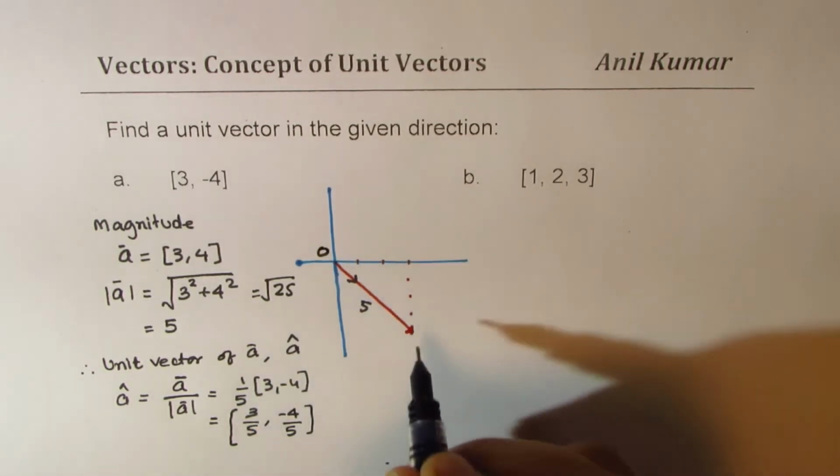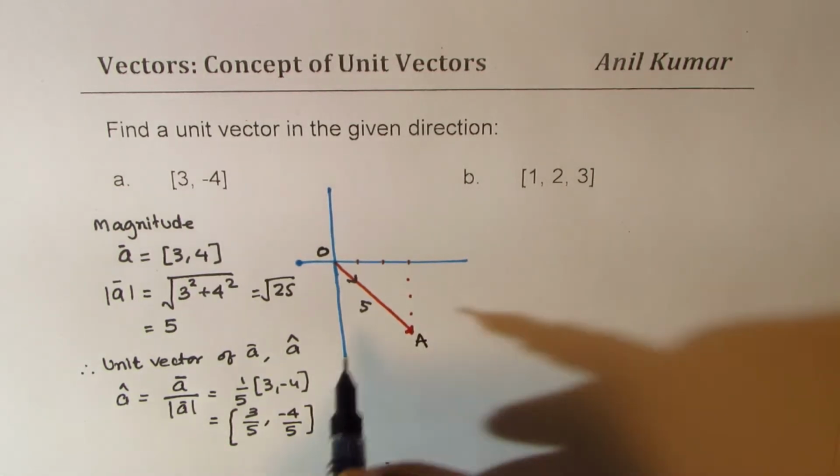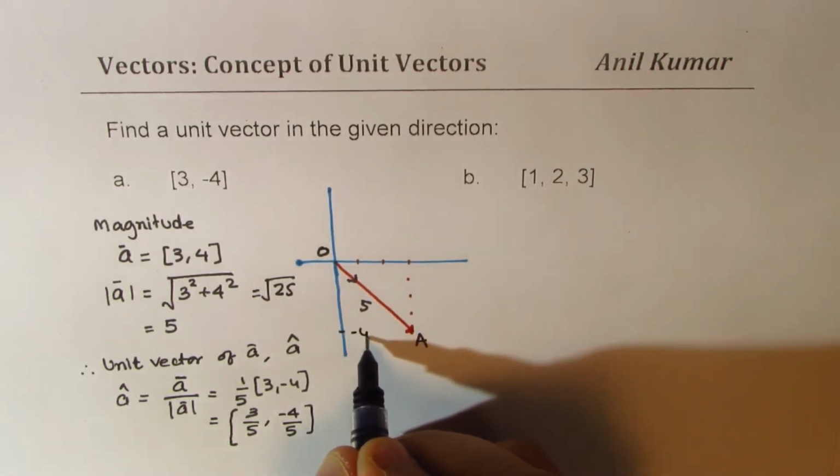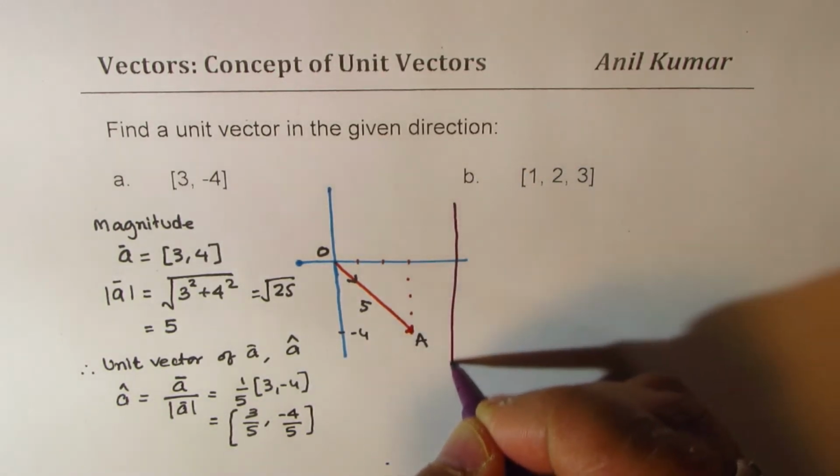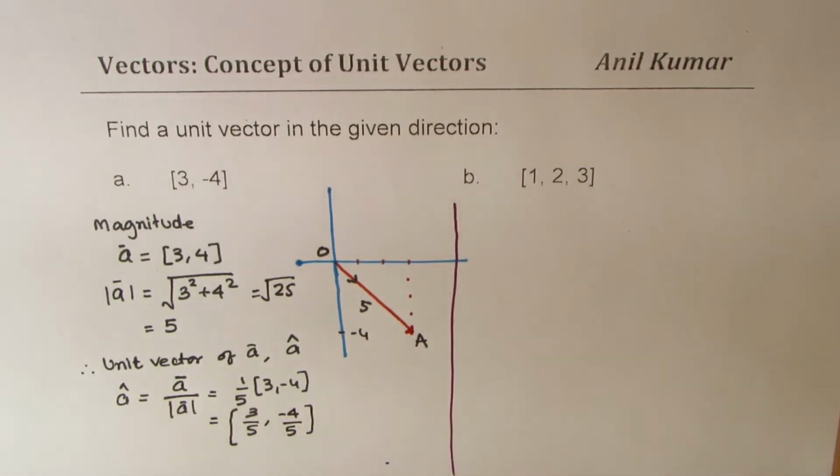Let's say this is O, this is point A. In that case, as you saw, the unit vector OA will be represented as 3 over 5 comma minus 4 over 5. Perfect. So I hope with this sketch it is absolutely clear how we find a unit vector. Now in R3 also it is the same scenario.